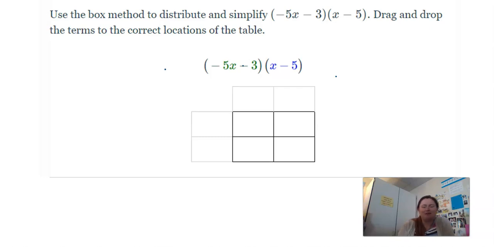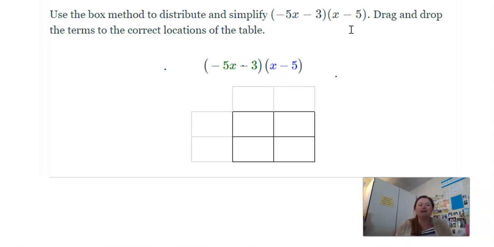Hey, it's Mrs. Conway. So now we're finally going to actually use the box method to multiply two binomials. Notice here when I say two binomials, we've got negative 5x subtract 3, that's 2 terms, and x minus 5, that's 2 terms. So we're going to multiply these two together. Really what we're doing is we just have to multiply everything by everything. It's like distributive property, but gone crazy.